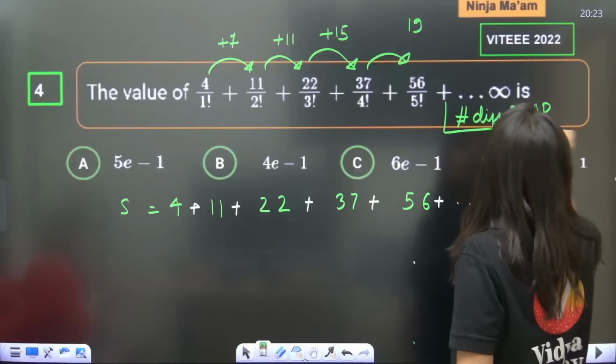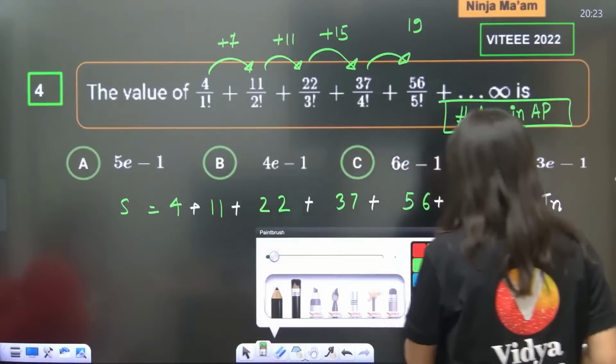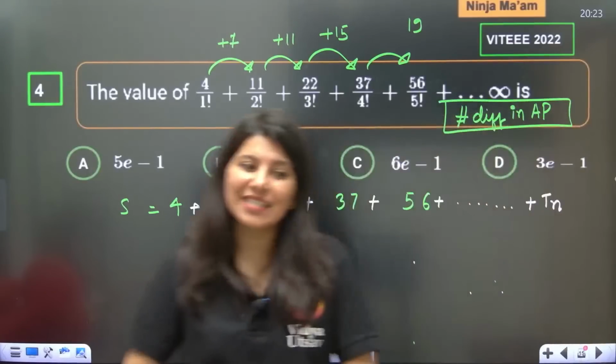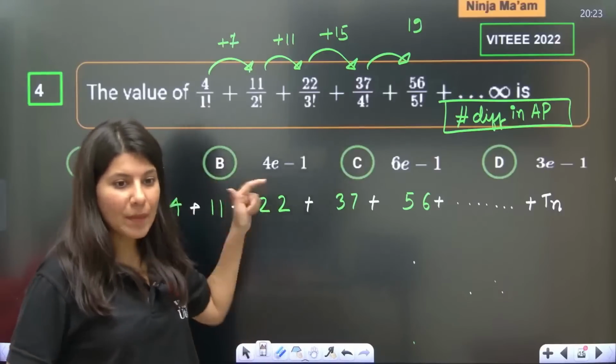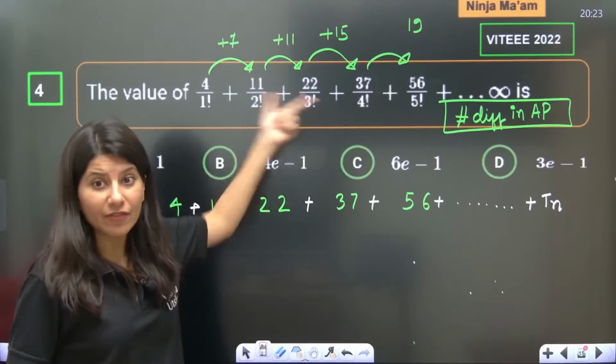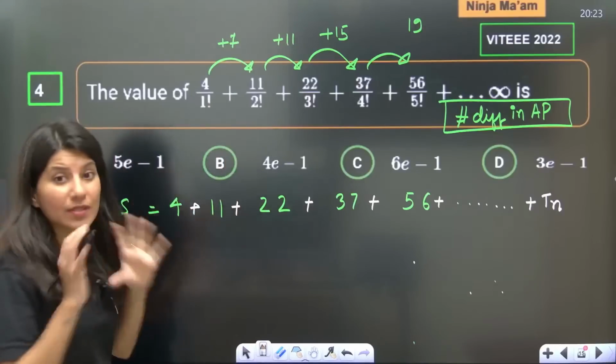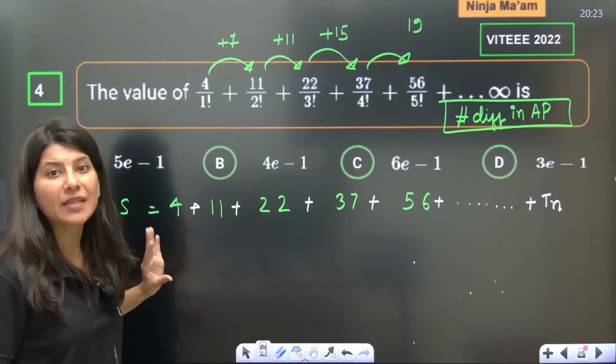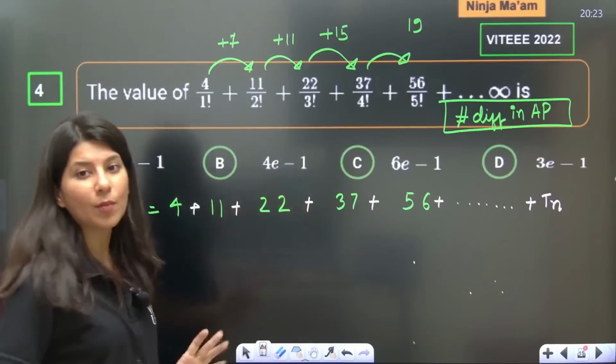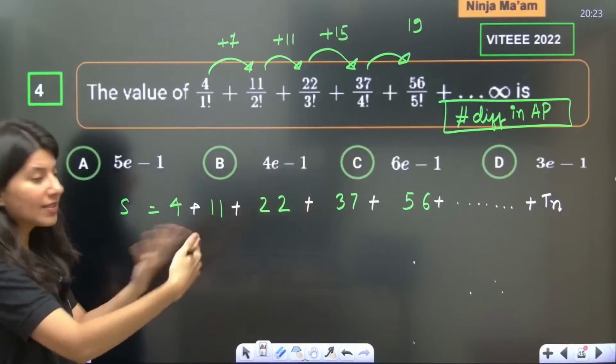So what to do, ma'am, when the series is not AP, but the difference is in AP? The common difference over here, the difference between terms, is in arithmetic progression. So the procedure to solve a difference in AP type of question is to write it in this form: 4, 11, 22, 37, 56, right?